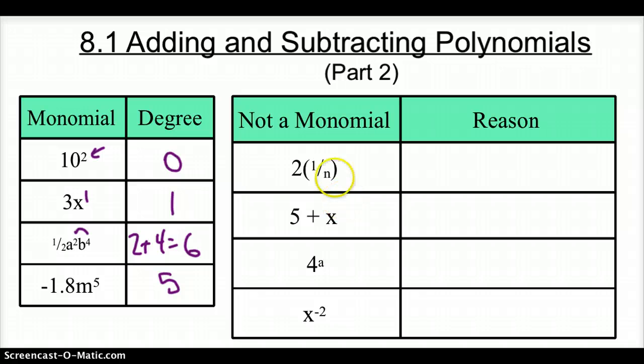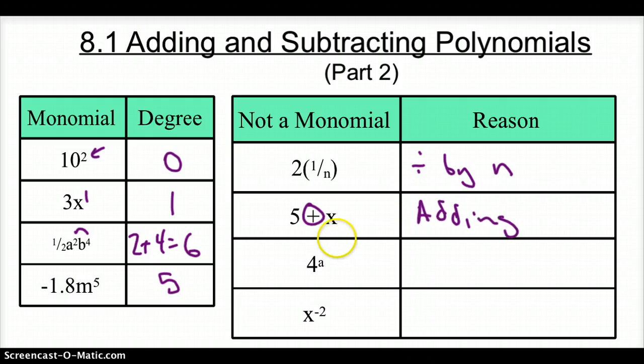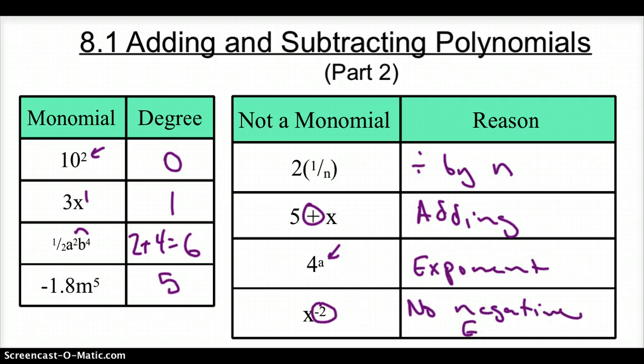And now these are not monomials, and let's go through and give all the reasons. Well, here we are dividing by n. You cannot have n on the bottom of a fraction. Then the plus sign, we are adding. You cannot add. So I'm going to say adding. Then we have an exponent of a variable. Can that be allowed? No, it is not. So I'm going to say exponent. And then finally, how about a negative exponent? Can you have a negative exponent? No. And so I'm going to say no, negative, and if I can fit it in, exponents.